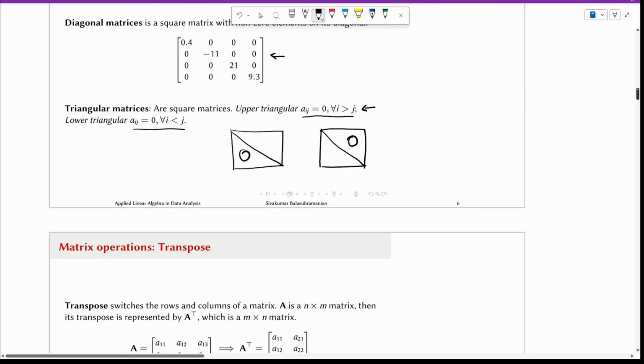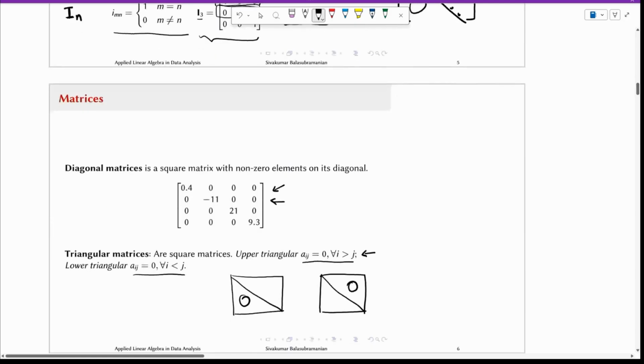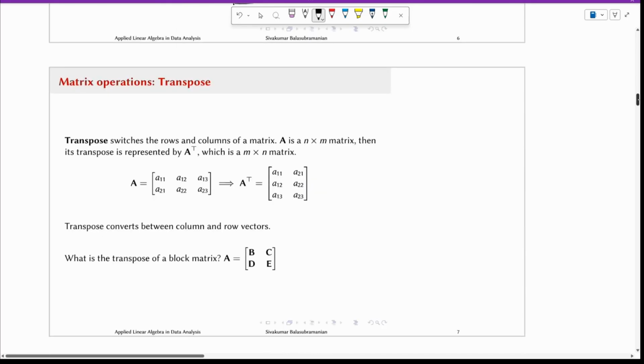All of these have some significance. The diagonal matrix has some significance. The triangular matrices have some significance. That's why we are picking them out and providing the definitions up front. We often come across such matrices, so it's useful to have special names for them.